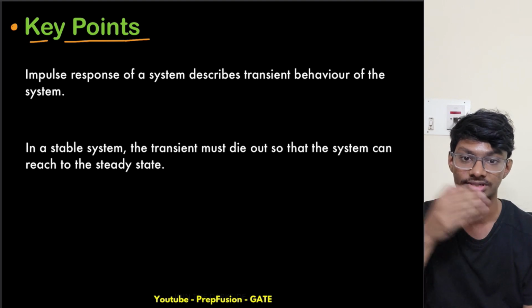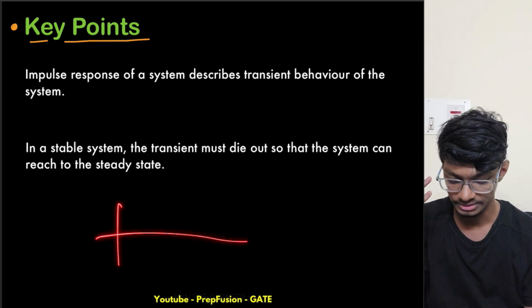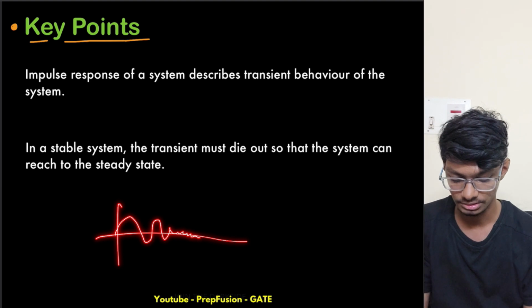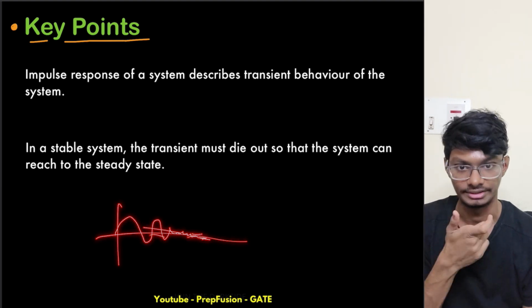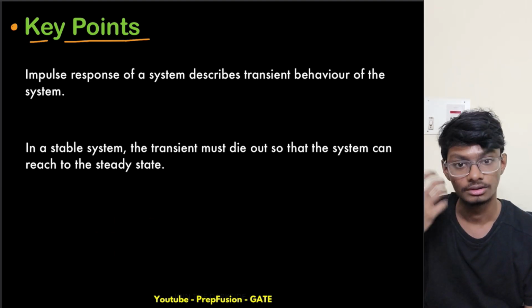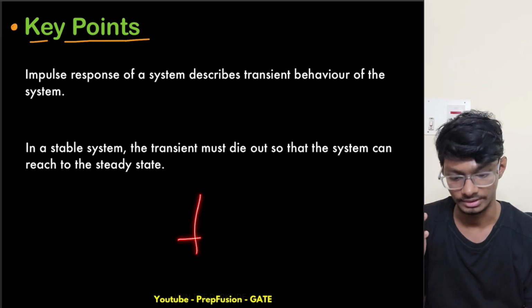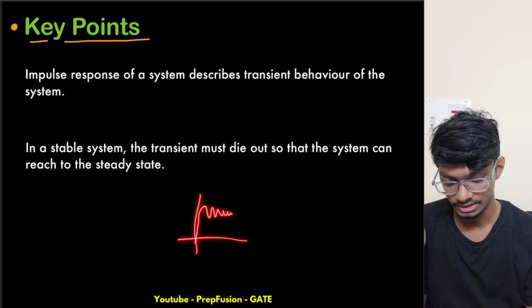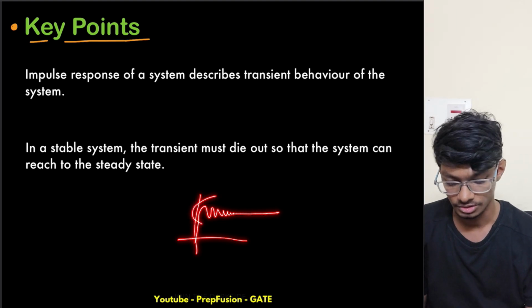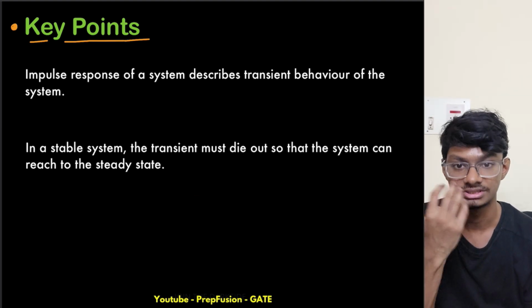Then what I did, I plot the step response. What do I see? Basically the impulse response was oscillating, right? But when I plotted my step response, what happened? During the transient it was oscillating, then it reached steady state. So this oscillatory part is basically the impulse response part, okay?